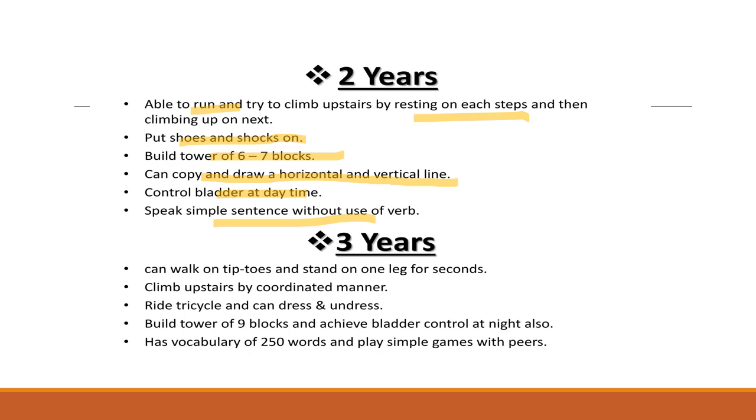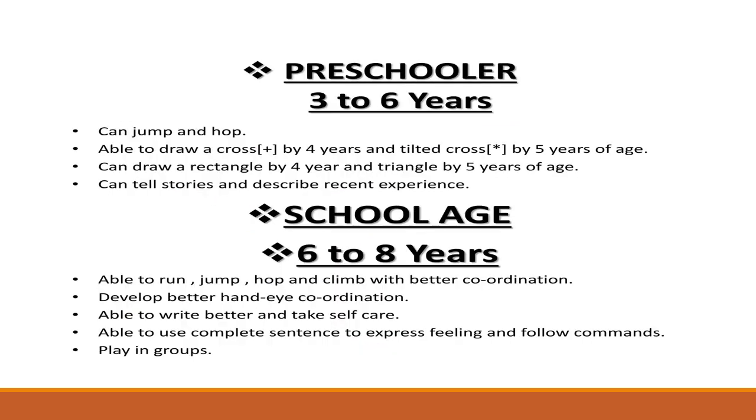Okay. Then at 3 years, can walk on tiptoes and stand on one leg for a few seconds and climb upstairs in a coordinated manner. Then rides a tricycle, can dress and undress, builds 9 blocks, okay, and achieves bladder control at night also, at 3 years. Then has a vocabulary of 250 words and plays simple games with peers.